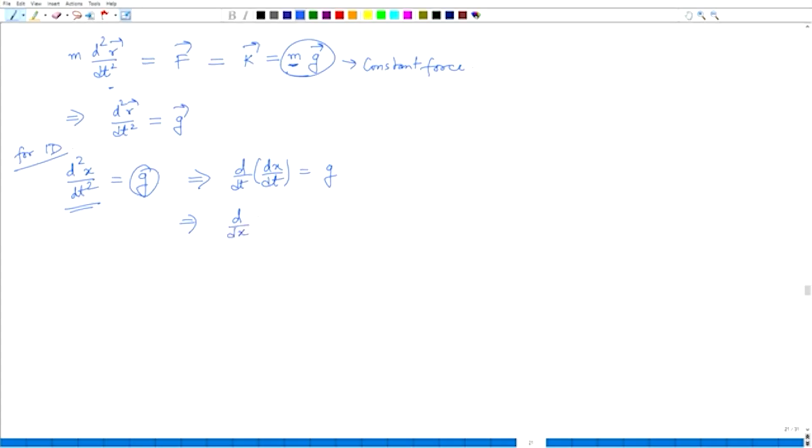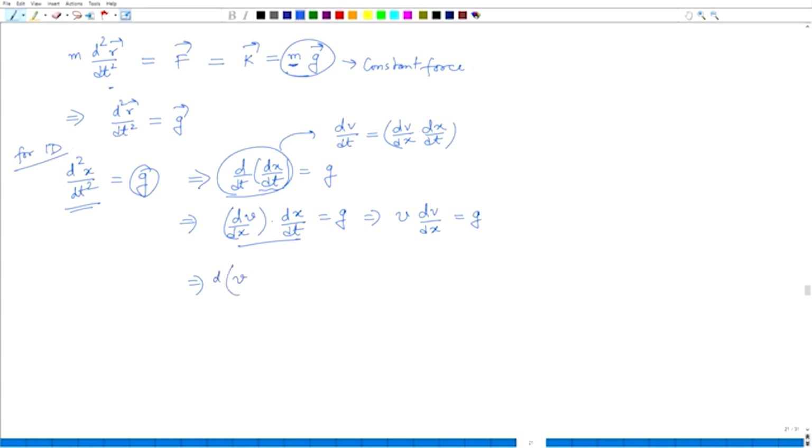Then again I can write this as d dx, so this is v, so v times dx dt. I am simply writing this as I did already in the first or second lecture: dv dt is equal to dv dx times dx dt. Finally you will have this, and g is a constant. Now, dx dt is v, so I have dv dx times v is equal to g, and if you integrate, d of v square by 2 will be equal to d of gx.